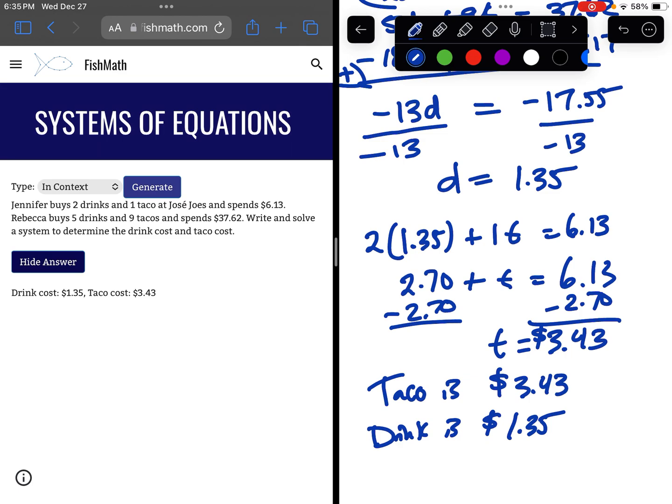So there's three different examples of how to solve a system in context by writing and solving a system, and then obviously using substitution or elimination based on the way it was set up.